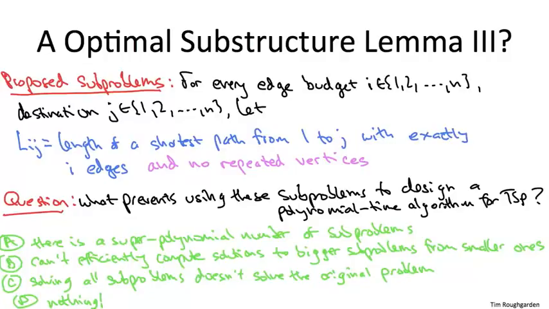So what do you think? Does this refined collection of subproblems allow us to get a polynomial time algorithm for the traveling salesman problem?